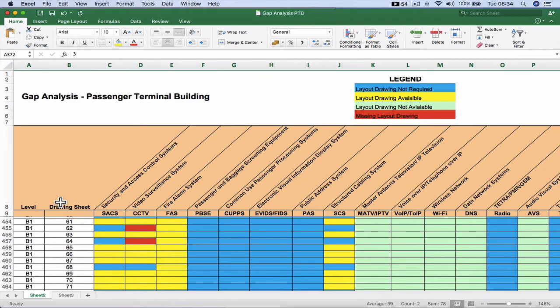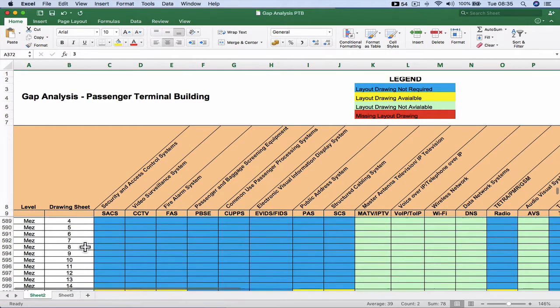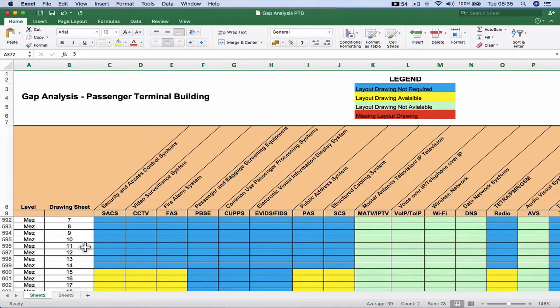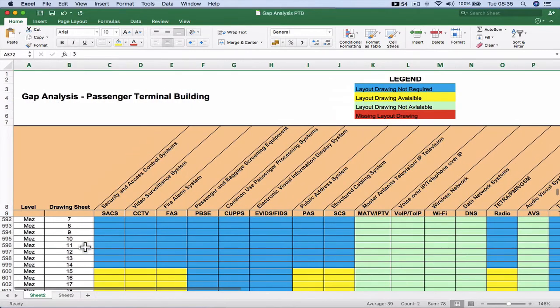And again, this should be every single drawing in there. And it also should include the architectural drawings, which I've hidden on this one. These are just the drawings associated with these systems. These systems also have to be correlated to the architectural drawings. So that's your gap analysis on the drawings.